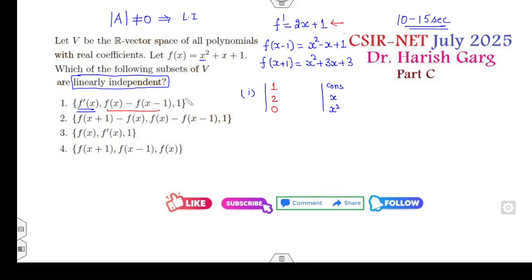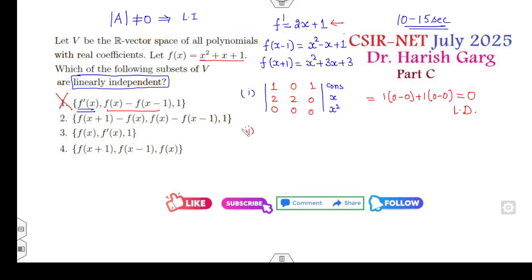Then f of x minus f of x minus 1. What is the value of f of x and f of x minus 1? f of x is x square plus x plus 1. If you subtract them, that number will be 2x, so that is a coefficient of x only. The rest are 0. Then the third row is 1 as constant, the rest values are 0. Fine. So can you find the determinant of this matrix? Clearly, 1 times (0 minus 0) and plus 1 times (0 minus 0), which is 0. That means the vectors are LD, but we need LI.